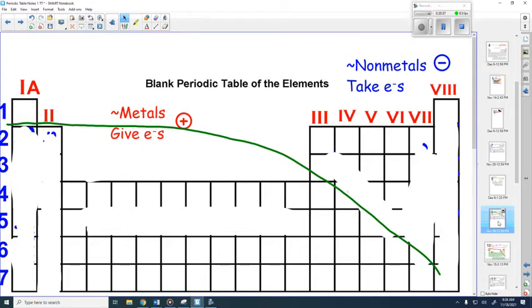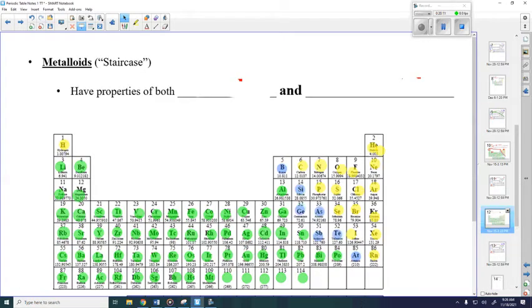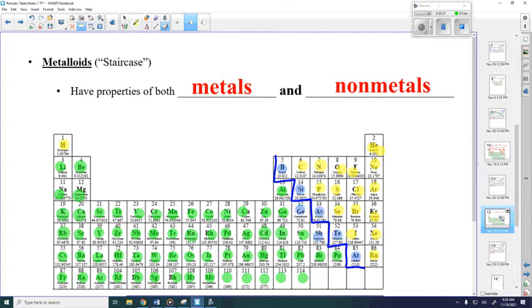Now, let's talk about the metalloids. So those are the folks that are hanging out around the staircase. Remember, your staircase on your fancy table is right around here. So the folks close to that staircase are called metalloids. And this is not that shocking, but they have properties of both metals and nonmetals.